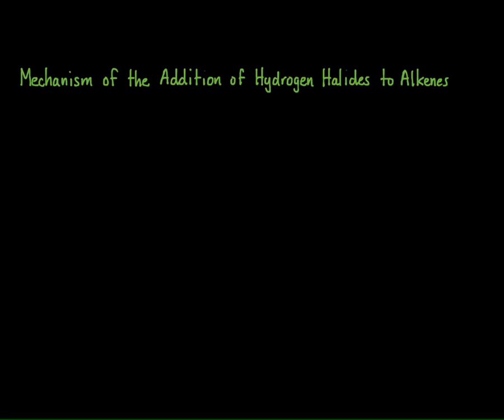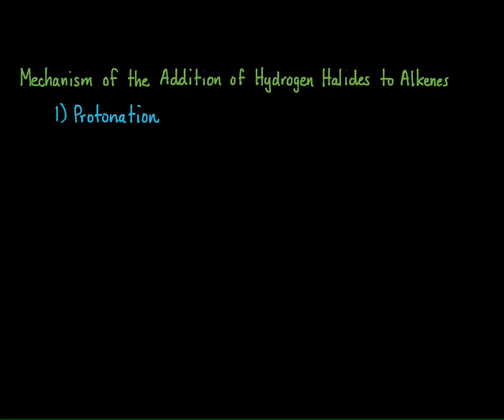Now we're going to follow the mechanism, and the basic approach of following a mechanism is using curved arrow notation. But we want to go a step further in really understanding why things are happening at the molecular level. So the first step, and this reaction occurs in two steps, is protonation.